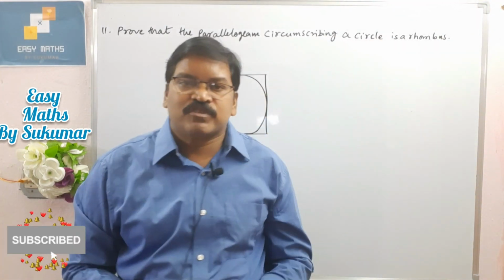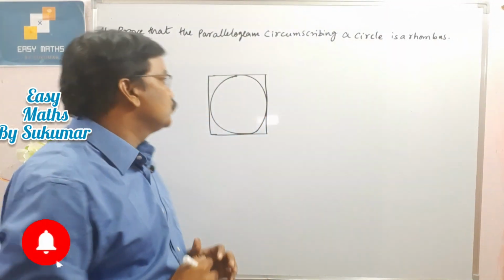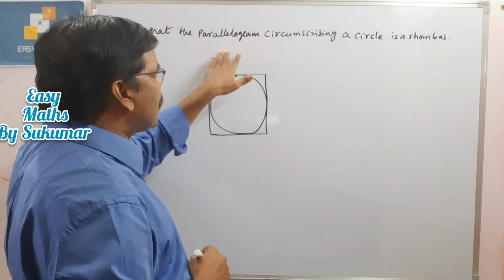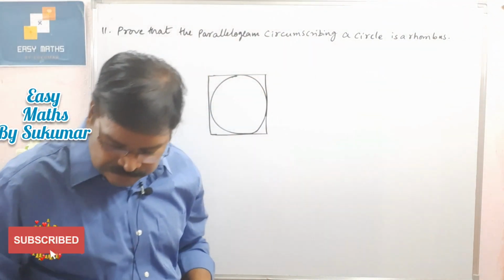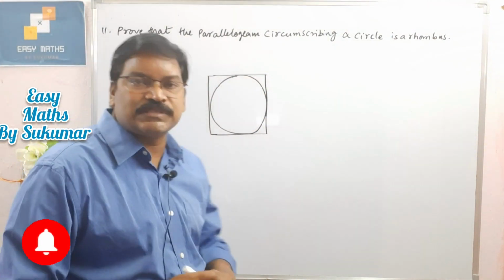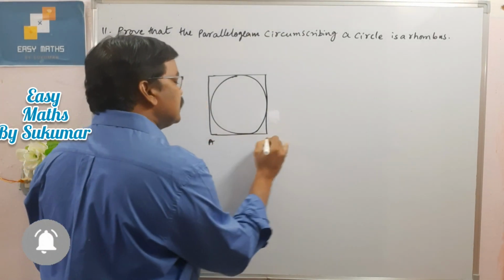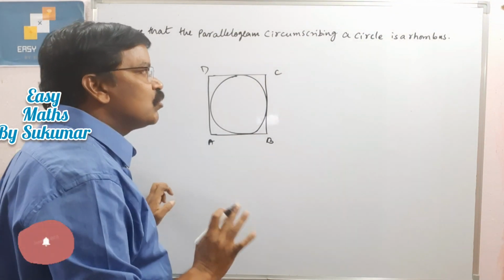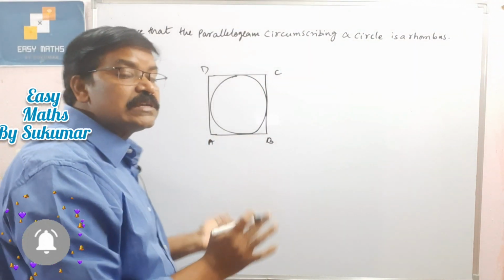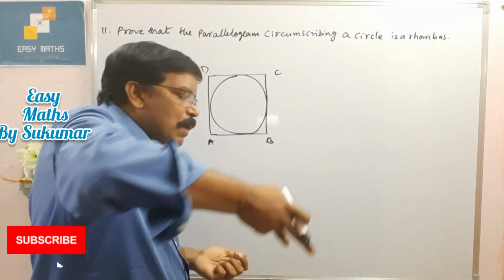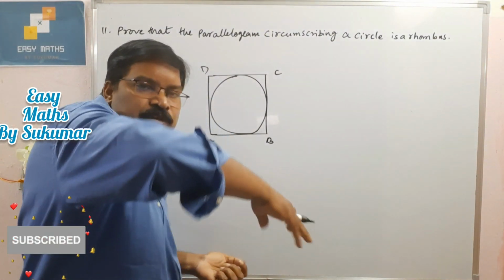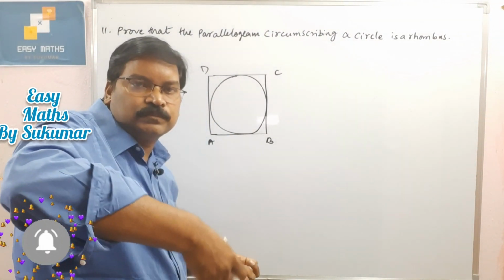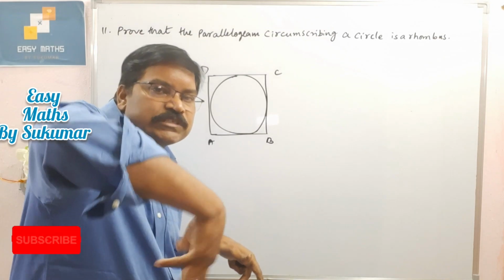Coming to the 11th question in this exercise 10.2. Prove that the parallelogram circumscribing a circle is a rhombus. That means here this ABCD is a parallelogram which is circumscribing a circle. That means this parallelogram is outside of the circle.